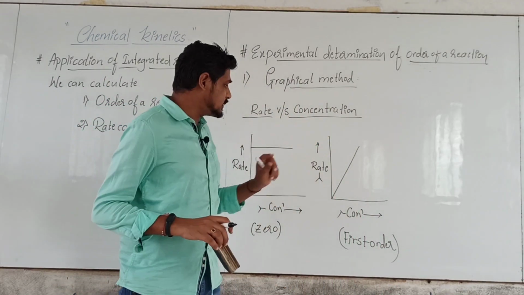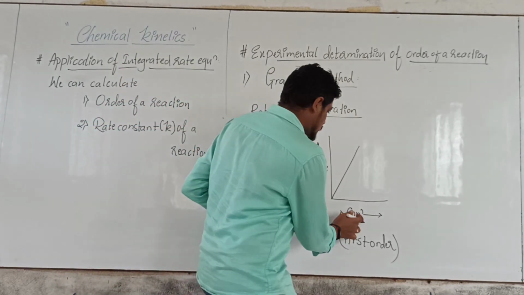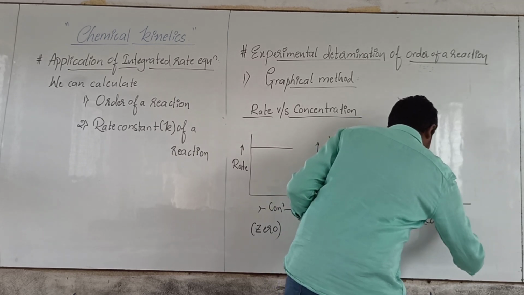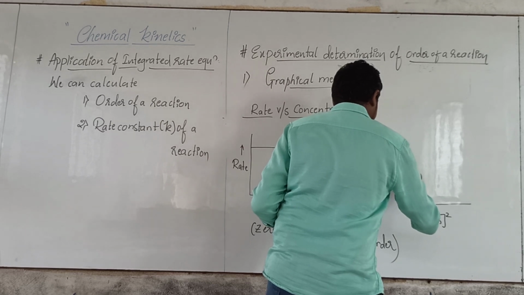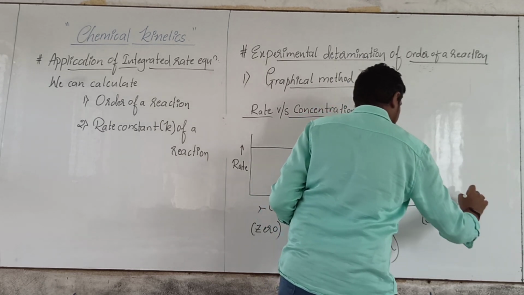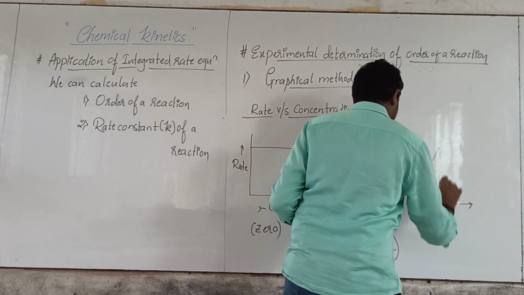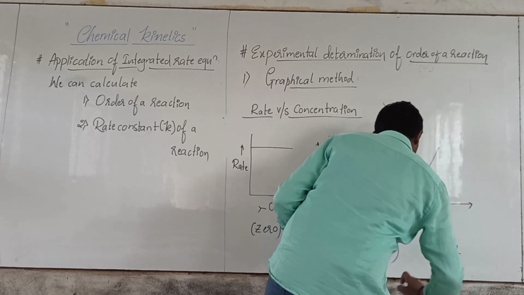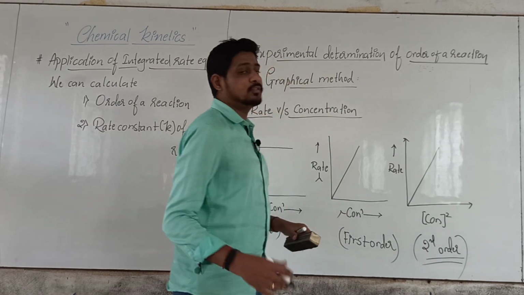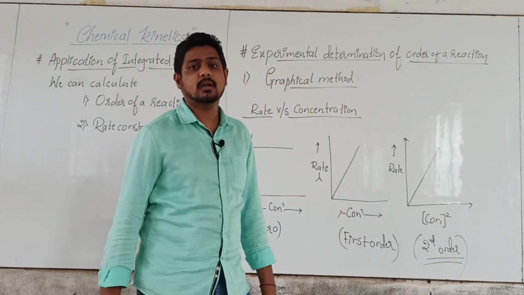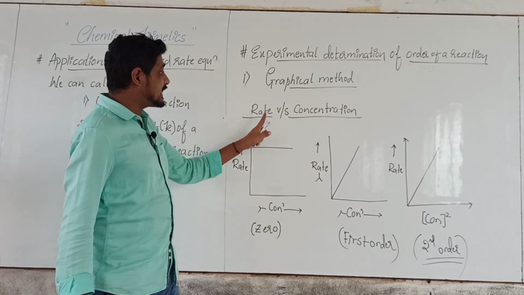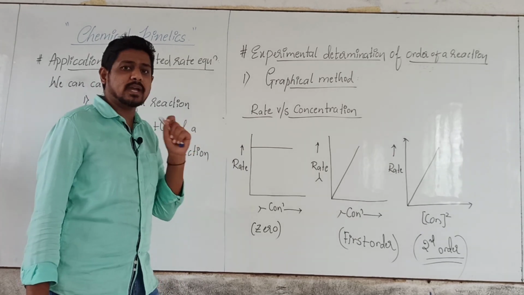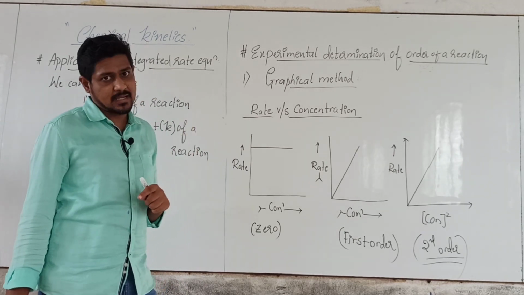Now suppose you are not getting a graph like this, then you have to make a change here. What change do I have to make? Now I will take the square of the concentration versus rate. Then if I am getting a graph like this, then this is second order. Then for third order you have to make it a cube. So in this way, by plotting a graph of rate versus concentration, you can determine the order of the reaction.